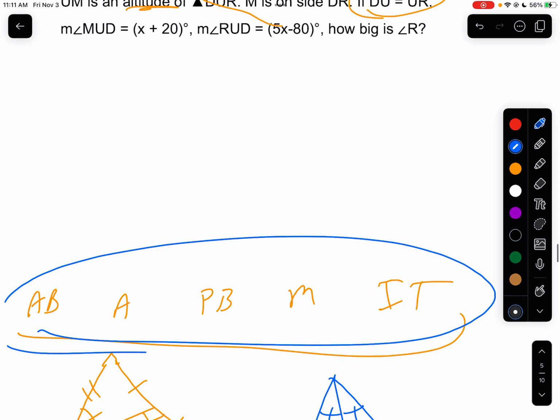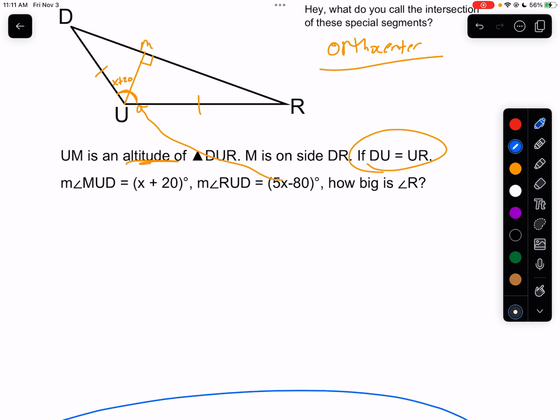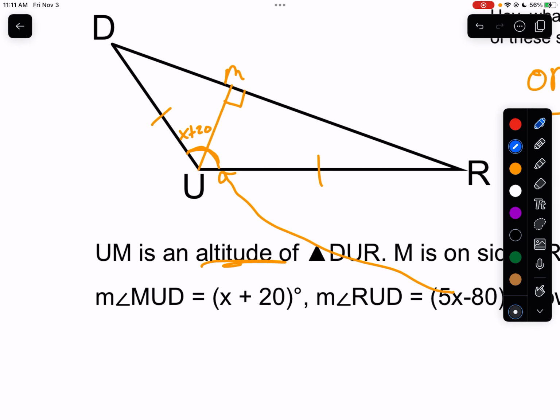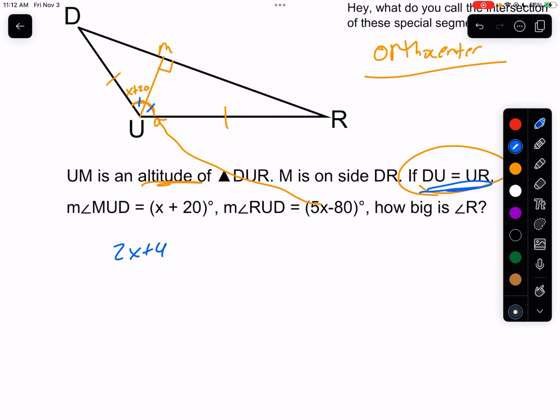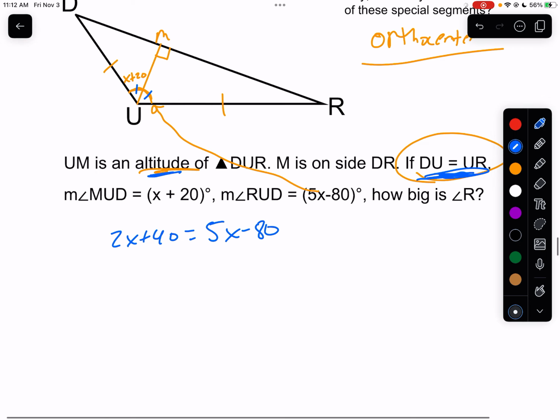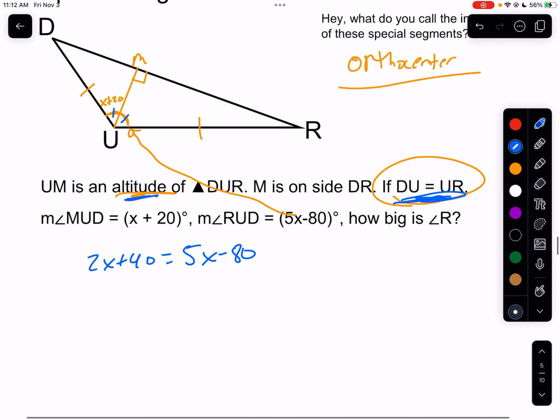Every time. And so on this particular one, it says it is an altitude. So we have an altitude. These 2 sides are equal. We know it's isosceles. So we know that it's all of the things. So it is an angle bisector. Those are 2 equal parts. So we know that 2x plus 40, that's just adding those together, has to equal the whole thing, 5x minus 80. So because it was isosceles and an altitude, we knew that it was all 5 of these things. Whew, that's pretty good stuff there.